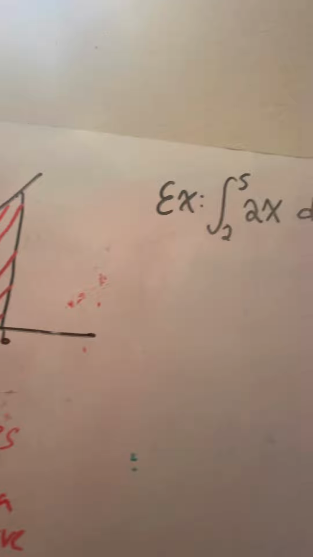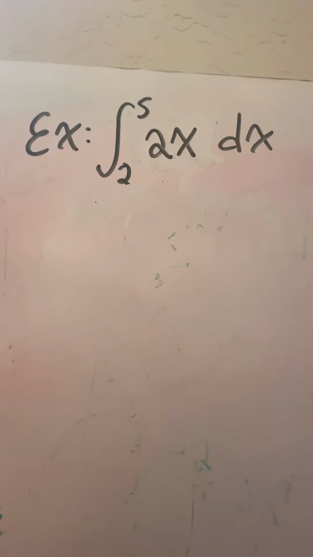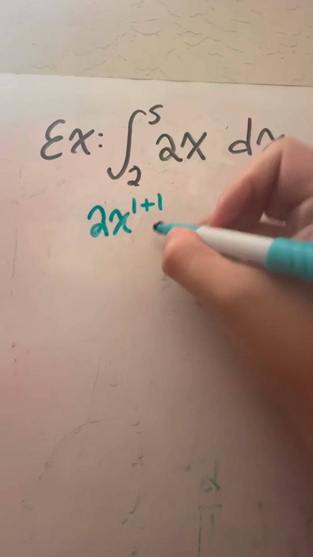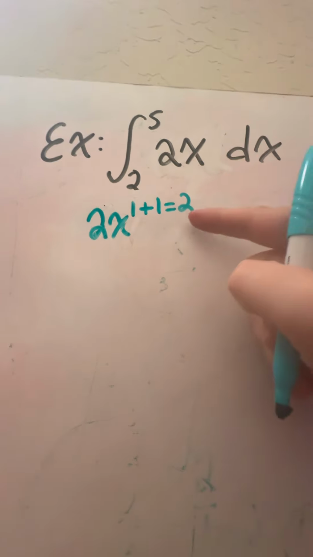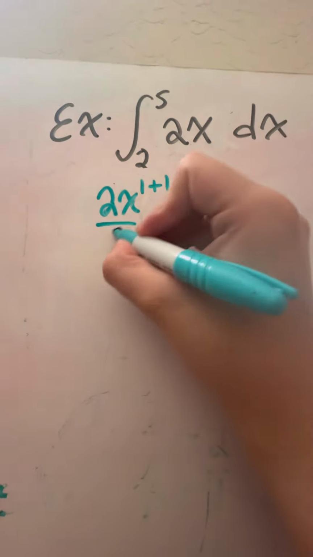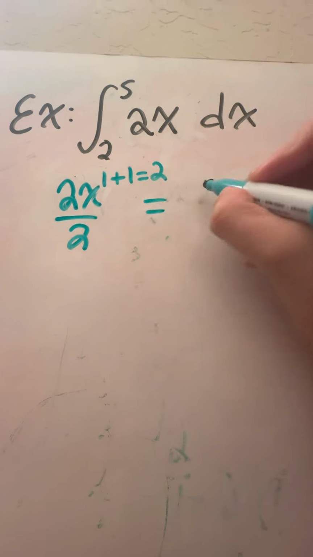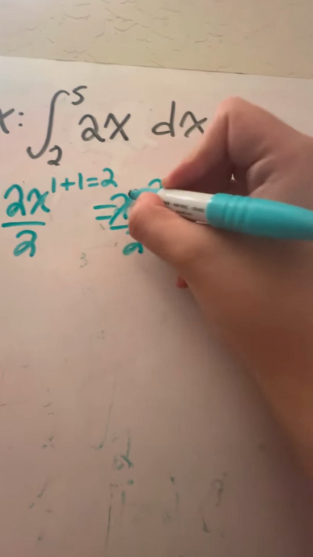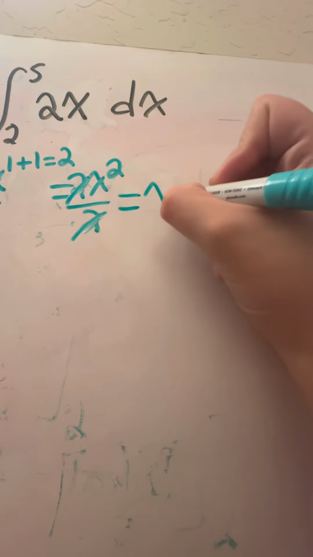So let's go over an example. We have the integral from 2 to 5 of 2x dx. First, let's do the antiderivative. We have 2x, and this is to the first power. So we add 1, and this equals 2. That means we divide by 2. We get 2x squared over 2, and the 2's cancel out, so we just get x squared.